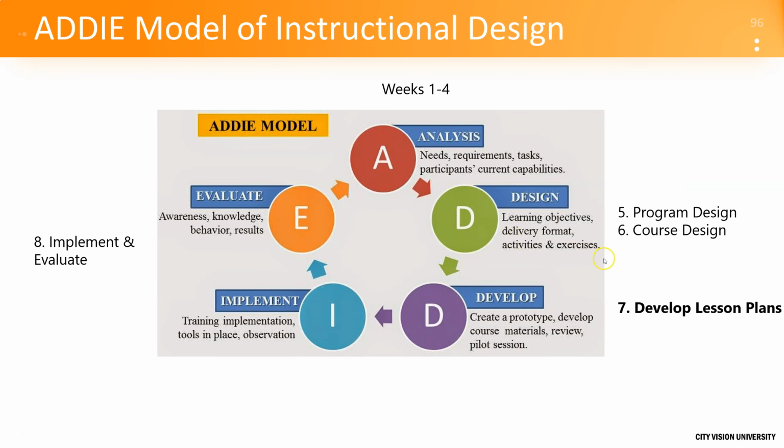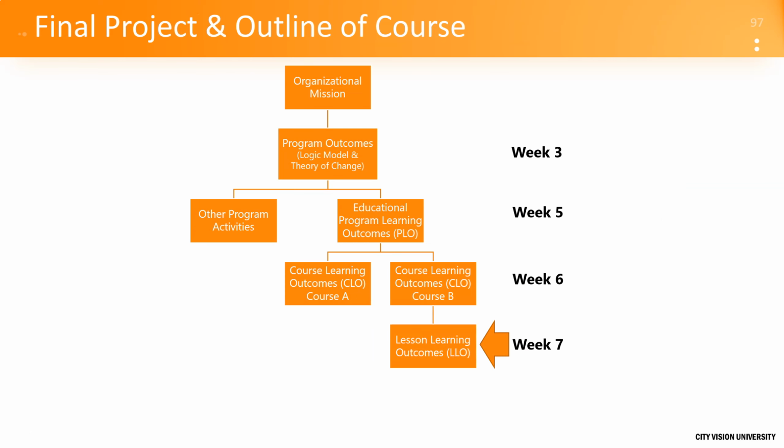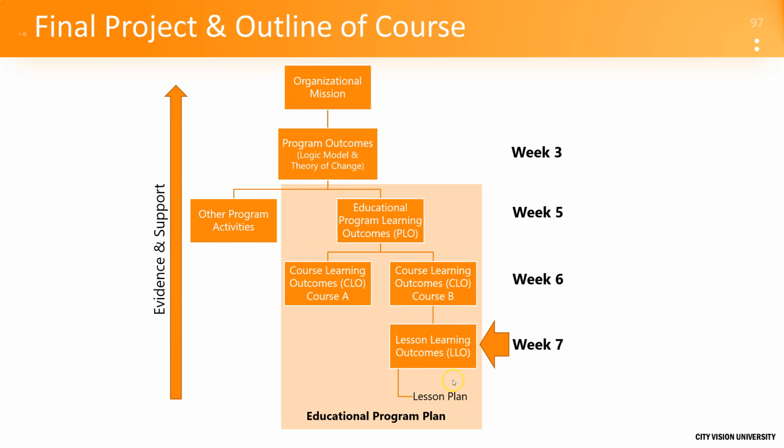So again, this is in the ADDIE model. We're finally getting to the develop. So you're creating, developing course materials, whereas up to now you're in analysis and then design. So this is the first part of developing. You're developing a lesson plan. And just to explain this again in context, everything needs to tie back up. So you're working on the lesson plan, and your lesson learning objectives need to support your course learning outcomes and your educational learning outcomes and your program outcomes. So that's where we're focused on this week.